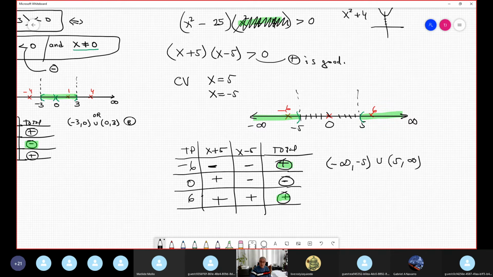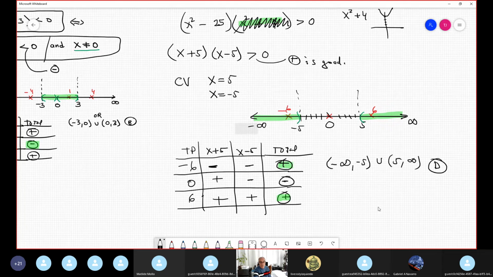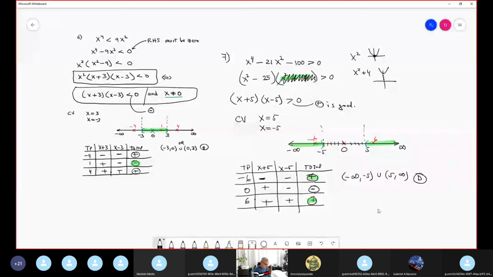Like option D, no? You see that? Any questions, guys? Do you understand this inequality very well? It's a polynomial inequality, a non-linear inequality. Yes or no? Yeah, we understand. Super.